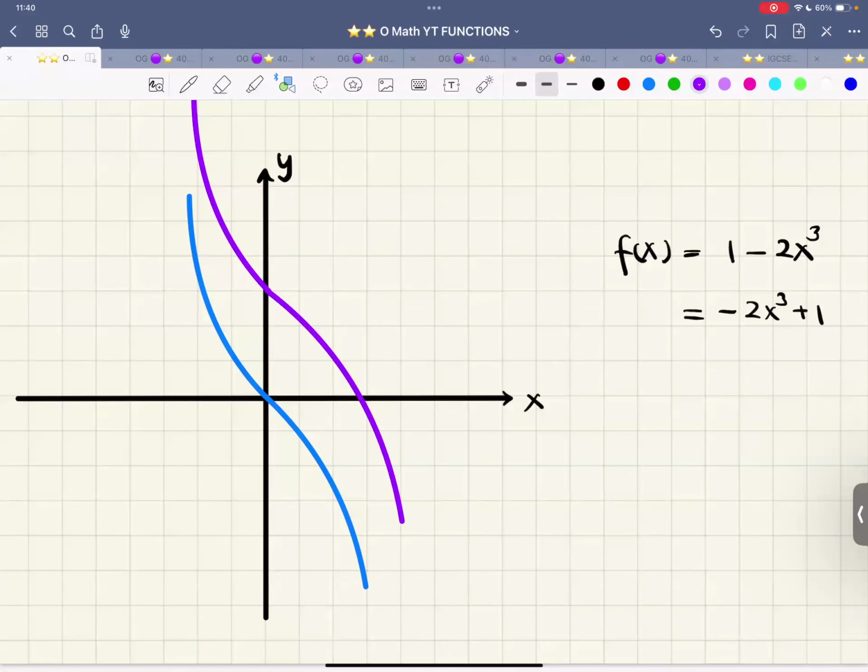Okay, good enough. So therefore, this is (0, 0). The blue one is y = negative 2x cube. The purple one, y = negative 2x cube plus 1. So this is (0, 1), and this is (0, 0).